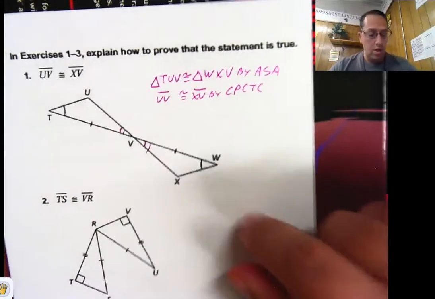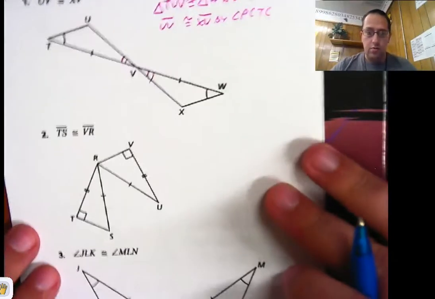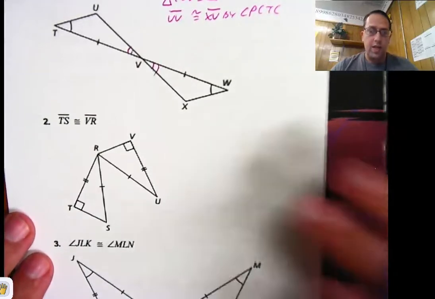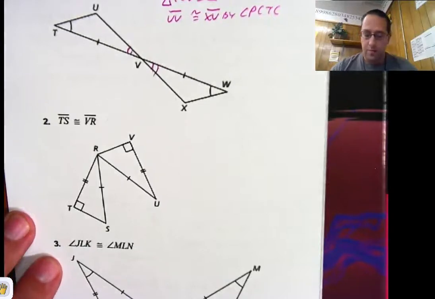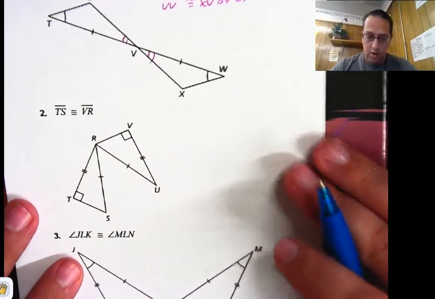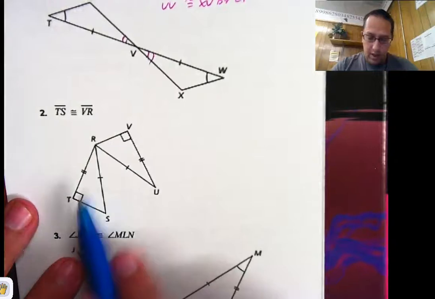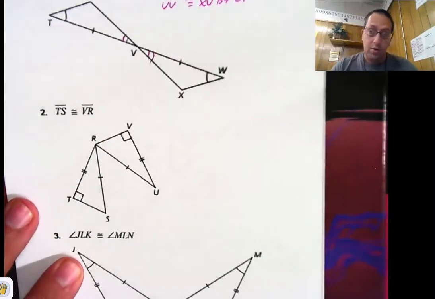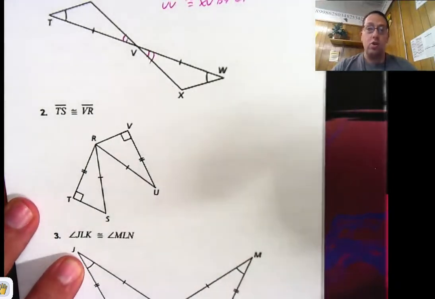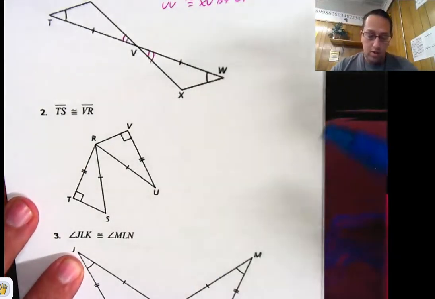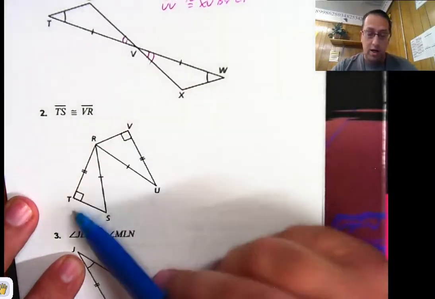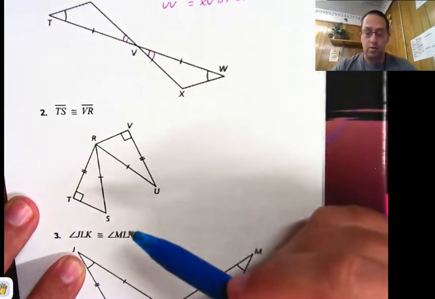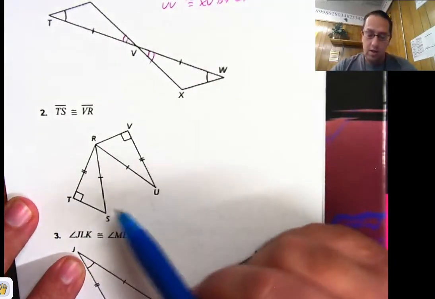Alright, let's take a look at number 2. Number 2, we have segment TS congruent to segment VR. Okay, so let's take a look at these two triangles. We have segment TS, segment VR. They are not marked congruent. So in order for us to say that they're congruent, we need to say that the triangles they are in are congruent. So how could I say that this triangle is congruent to that triangle? What do we have congruent? Well, let's see. We have right angles. Okay, so these are both right triangles, so maybe we can use our right triangle leg theorems.